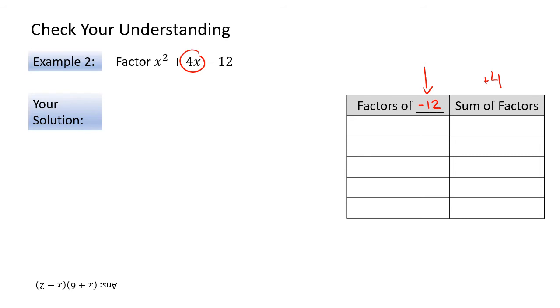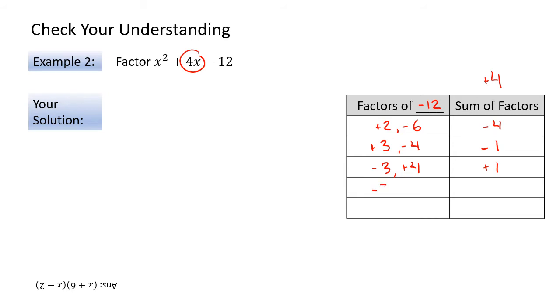So let's start by thinking of a few factors. We could have positive 2 and negative 6. That gives us negative 12. But when you add them up, it gives you negative 4. We could have positive 3 and negative 4. So positive 3 times negative 4 is negative 12. And positive 3 plus negative 4 will give us negative 1. We could, on the flip side, have negative 3 and positive 4. Negative 3 times positive 4 is negative 12. Negative 3 plus 4 is positive 1.